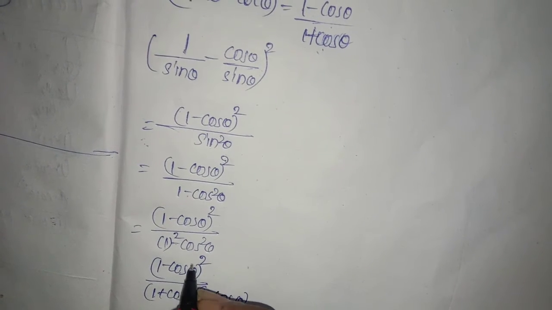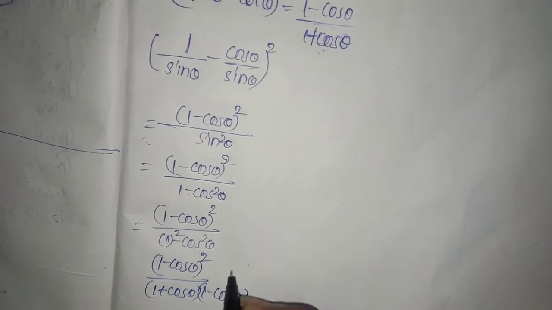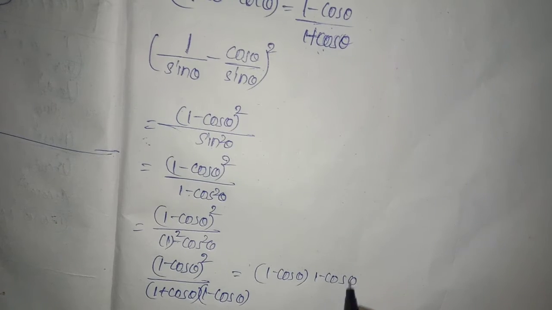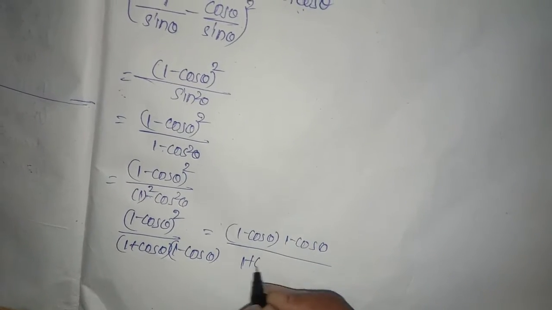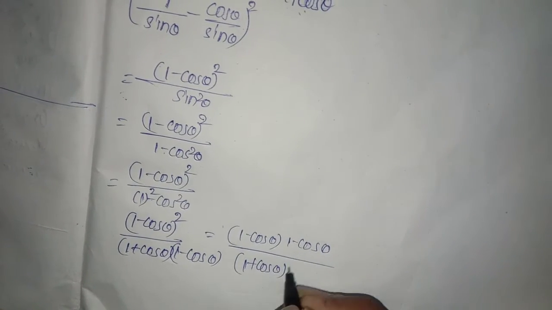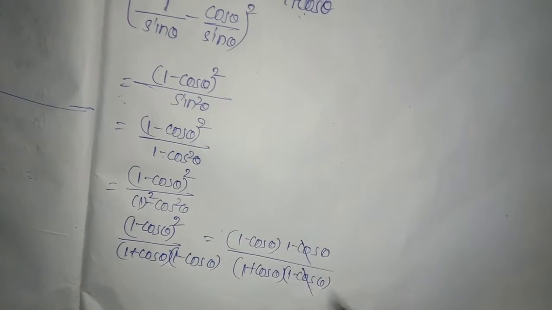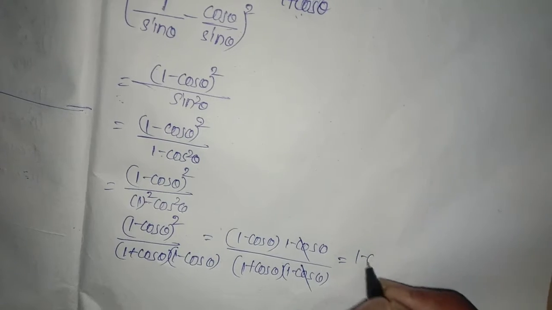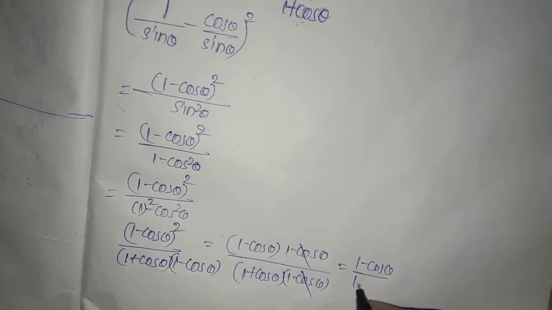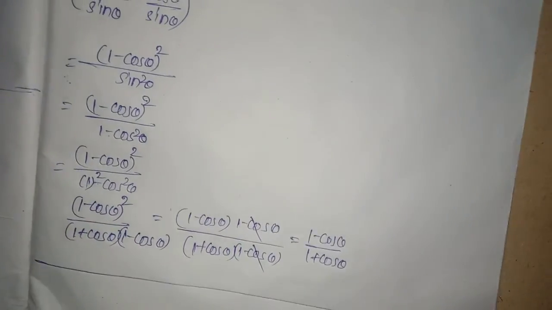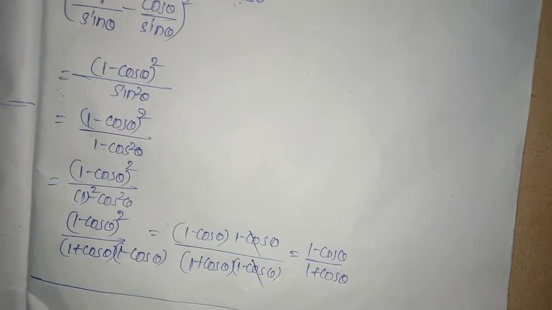So this 1 minus cos theta, there are 2, so this is equal to (1 minus cos theta) into (1 minus cos theta) by (1 plus cos theta) into (1 minus cos theta). 1 minus cos theta, 1 minus cos theta will be cancelled, so we will get 1 minus cos theta by 1 plus cos theta. They asked to prove this, we have proved. So problems like these are solved in this method.